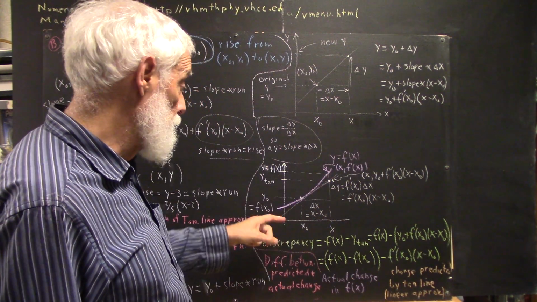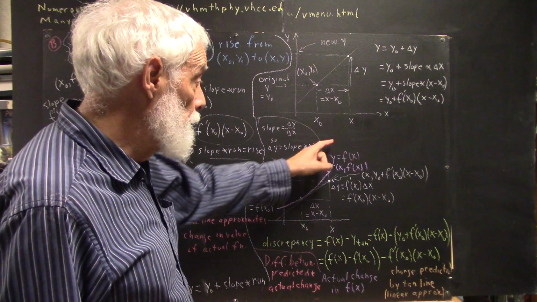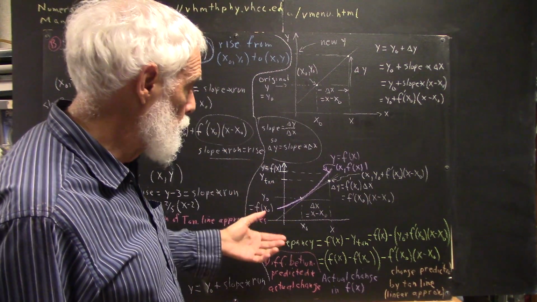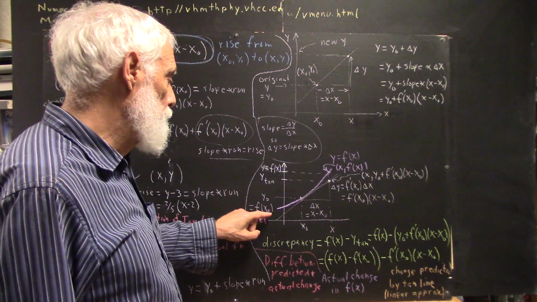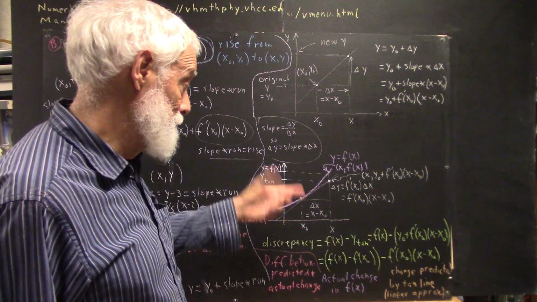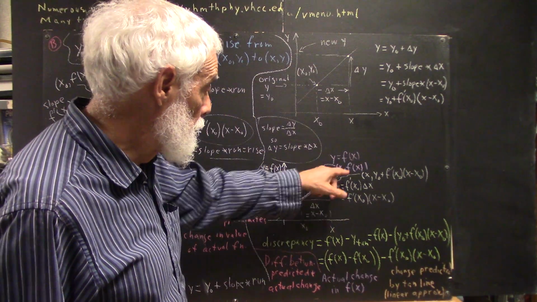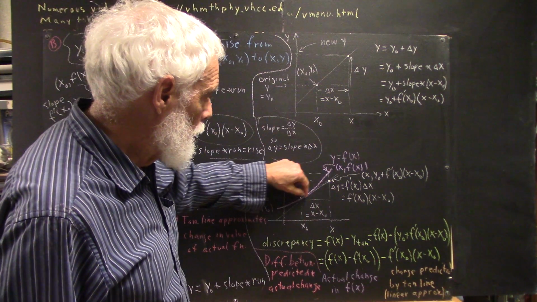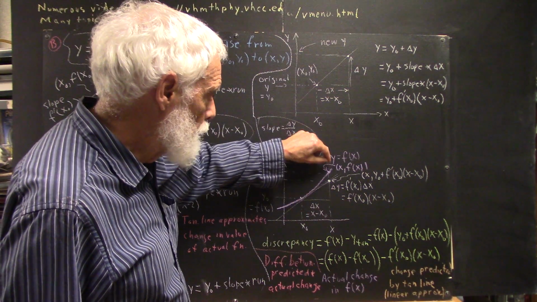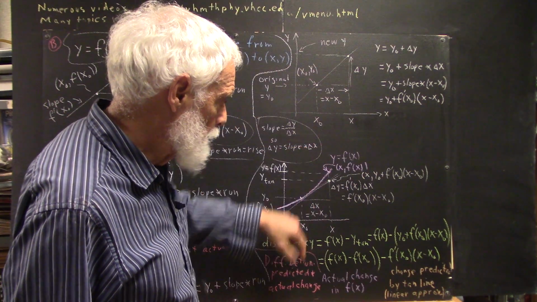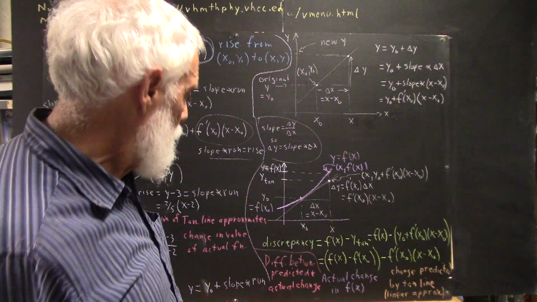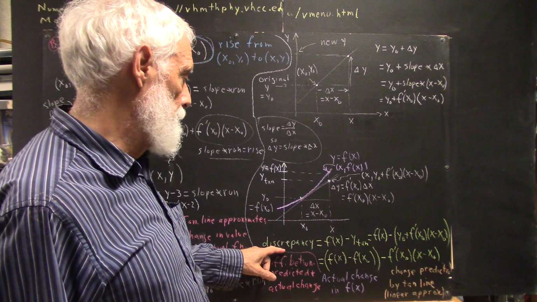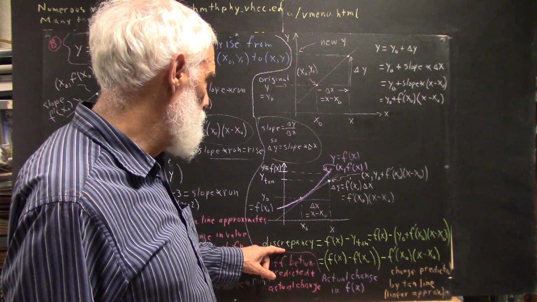Okay, now both functions start. The tangent line starts at the point x naught, y naught, and the function goes through the point x naught, y naught, because, of course, how did we get y naught? We evaluated the function at x naught. Okay, so this point's the same for both the tangent line and the function, but now we're looking at how the change in the function actually differs from the change predicted by the tangent line. And we call this, the difference between these predictions, the discrepancy.